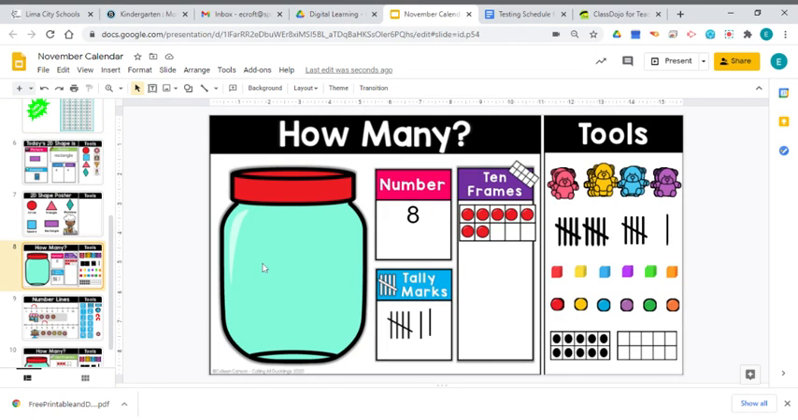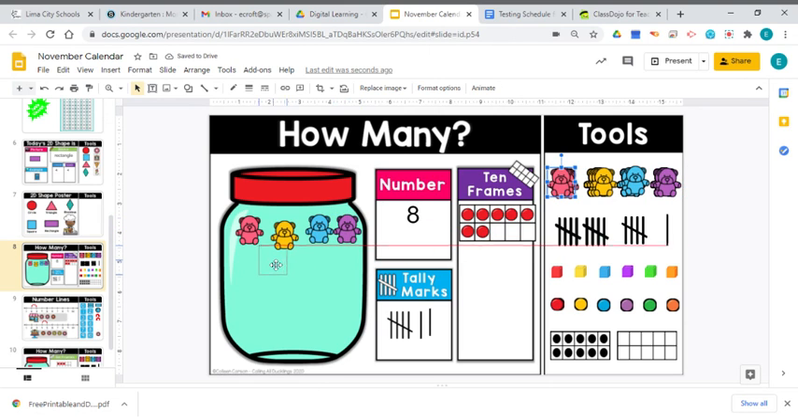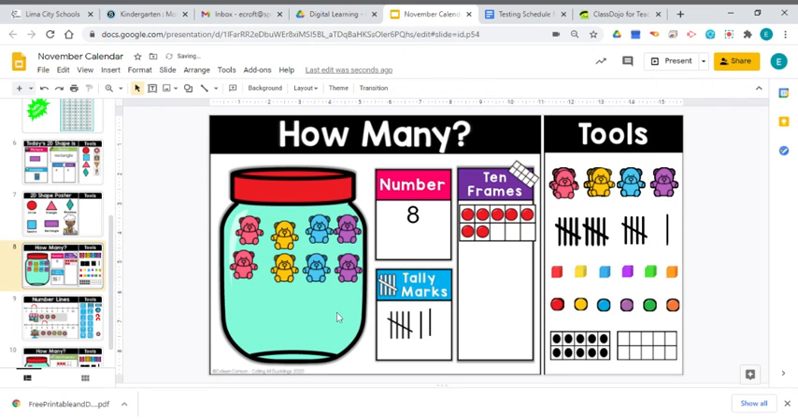Good. And the number that we're going to review today is the number 8. Let's go ahead and put 8 bears in our jar. So there's 1. I'm going to count and scoot. 2, 3, 4. I'm halfway there. 5, 6, 7, and 8. There we go.